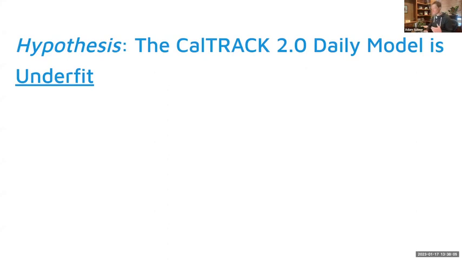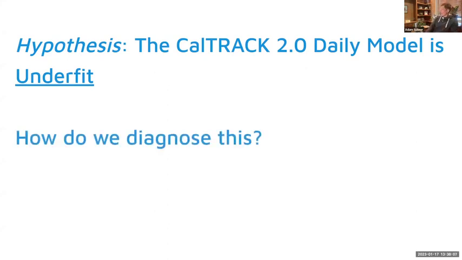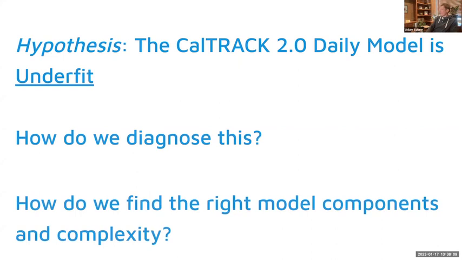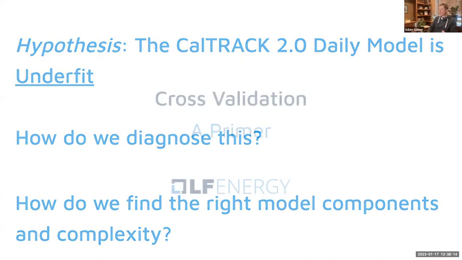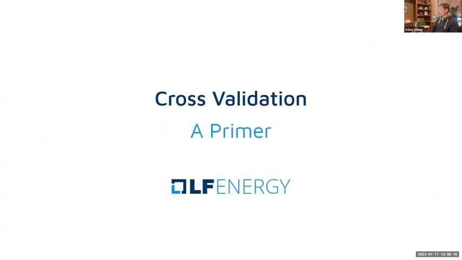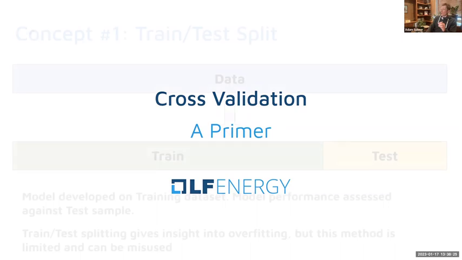That's our hypothesis. But how do we diagnose this? And how do we find the right model components and complexity? And this is where cross-validation comes in. So I'm going to just walk through a couple more slides, and then I'll stop again for some questions, and then we'll keep going. So cross-validation.